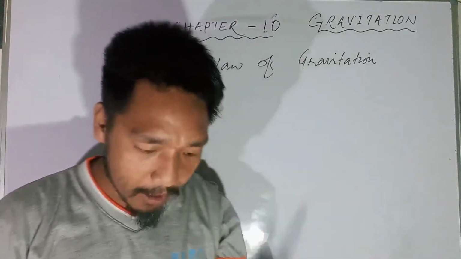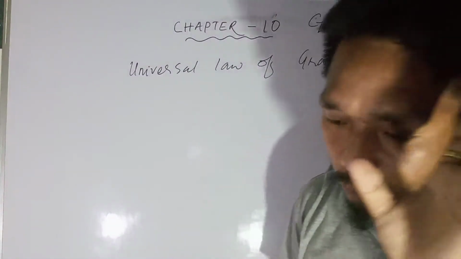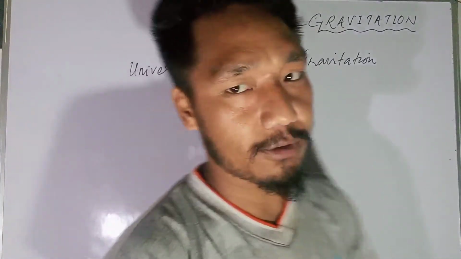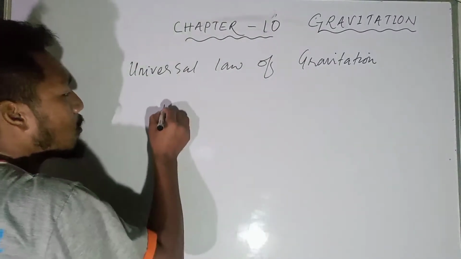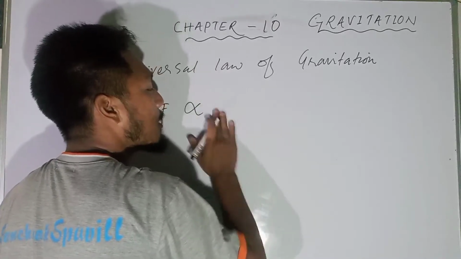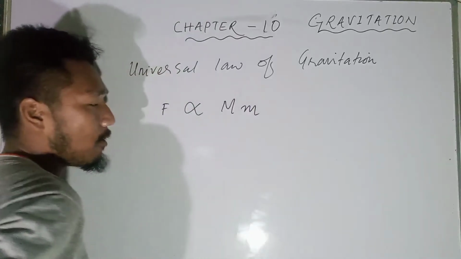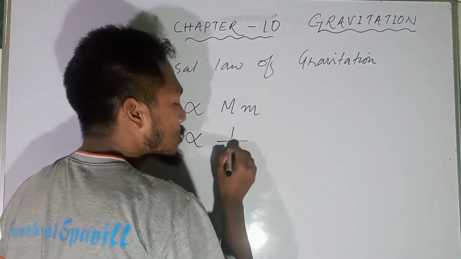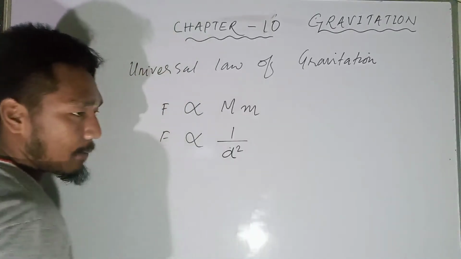So we have learned what gravitation is. Gravitation is a force of attraction between two objects. Let's try to understand the universal law of gravitation. What does the universal law of gravitation say? The force is directly proportional to the product of the masses of the two objects, and inversely proportional to the square of the distance.